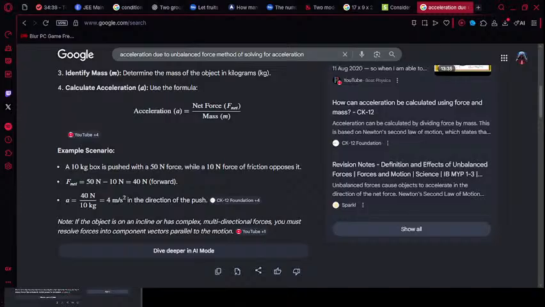We have to imagine the situation. If this moves by a distance x, this moves downward by a distance x. The 2 meters per second squared which we got was with respect to this, and since this is also moving, it's going to gain some extra acceleration.